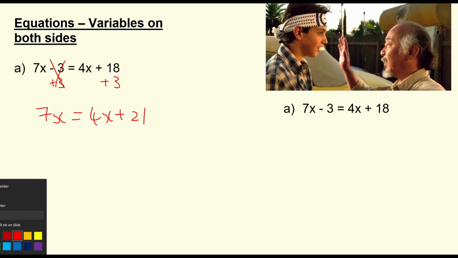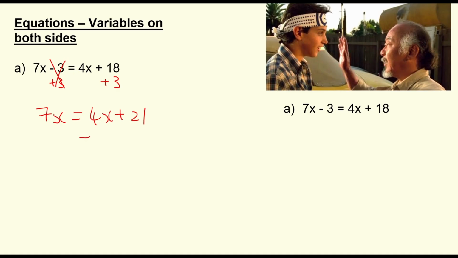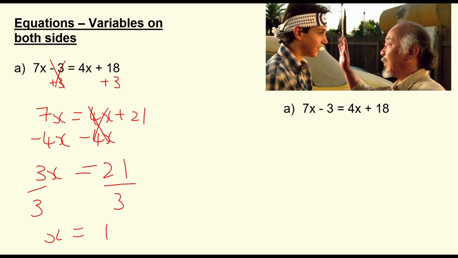And let's do this the nicer way. I'm going to minus 4x from both sides, which leaves me with 3x on that side. It cancels out the 4x, 3x equals 21. Then we do our final step, x equals 7. So we've gone from 2 steps to 3 steps. Sort out the numbers, sort out the x's, then do your dividing or multiplying step.